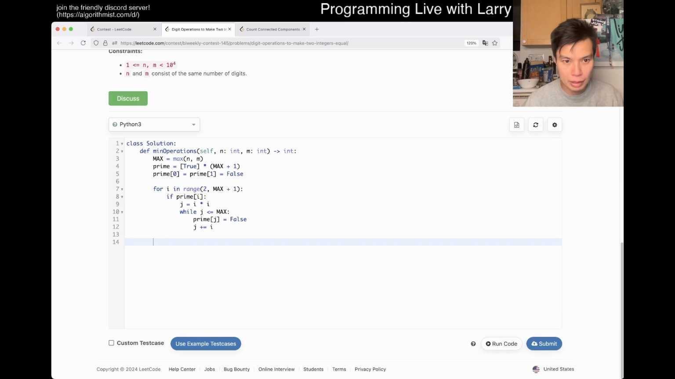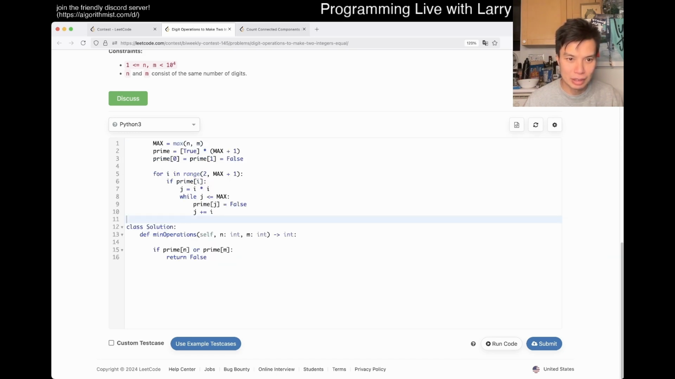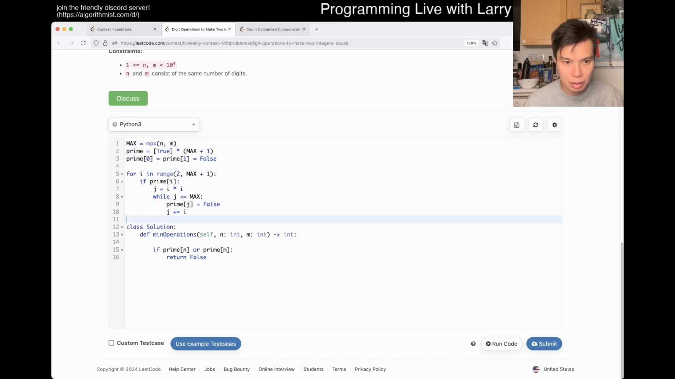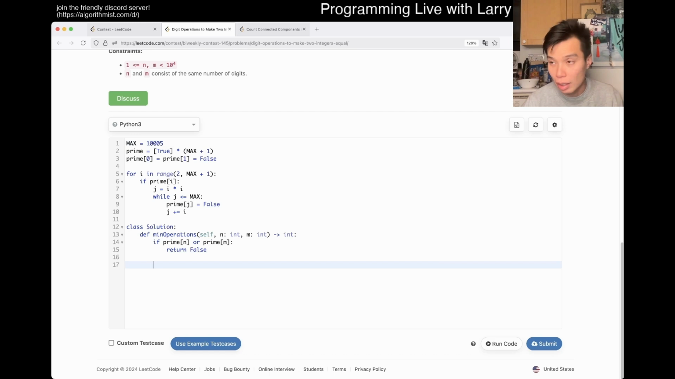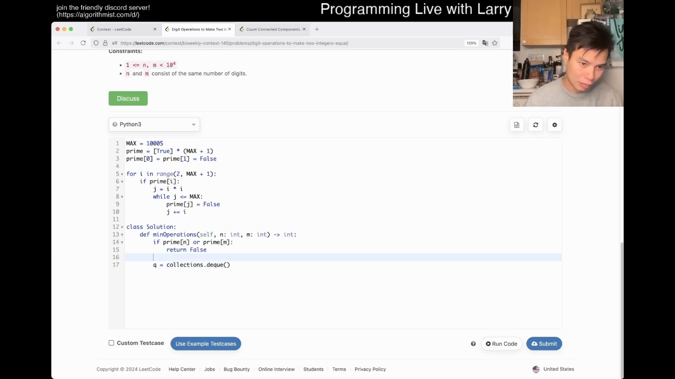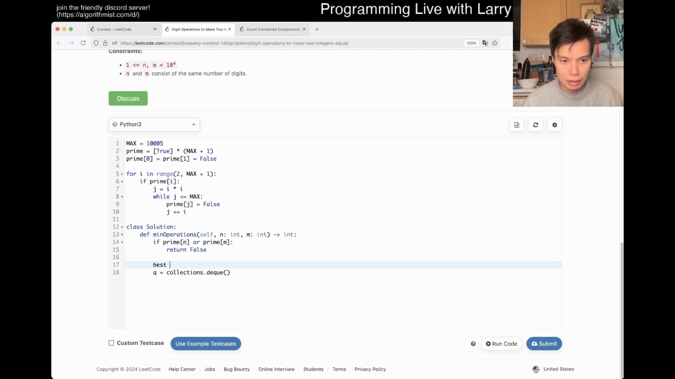Okay, so if prime of n or prime of m, return false. We probably should take this outside. Actually, I forget about this Leetcode business. Silly Leetcode. Oh, max has to be, say, 10 to the 4th now. Okay, so now we start with the BFS. I don't know why I'm struggling so much with a breadth first search, but it is what it is, I suppose.